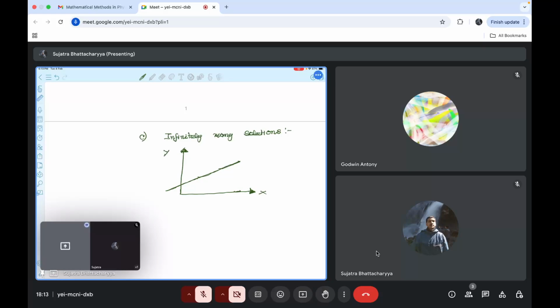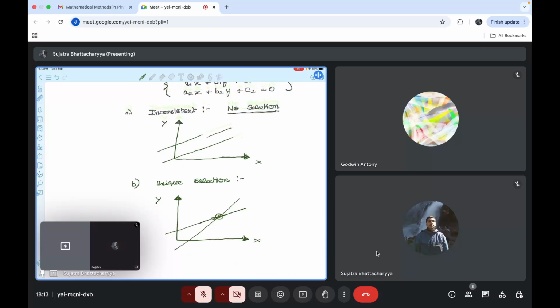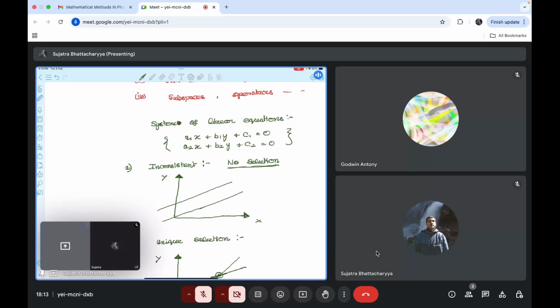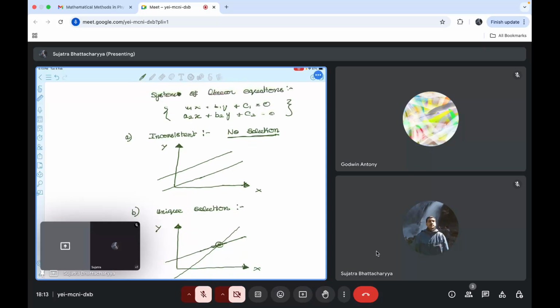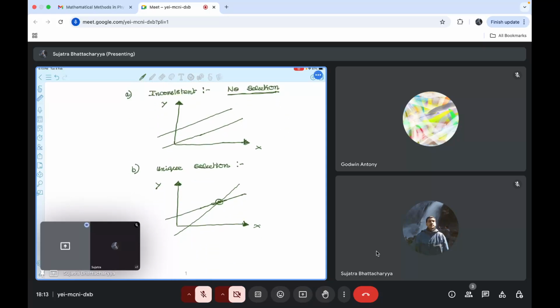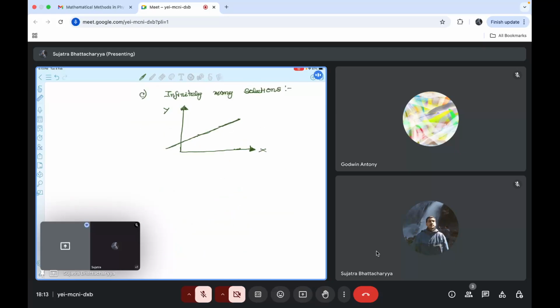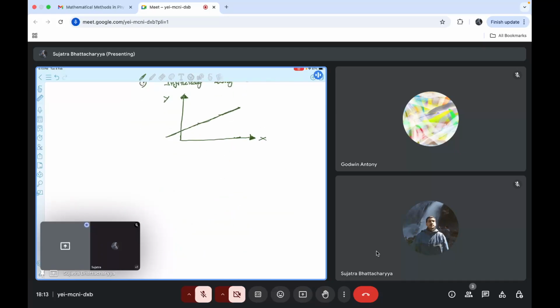Okay, so these are the categories which you can find from a system of linear equations. This is a graphical representation. Remember, I am not talking about the rank right now. This is a graphical representation. So what are the different categories possible for these sets of equations? Okay, so these three basic categories are there.